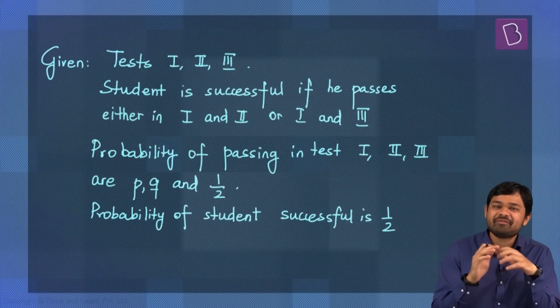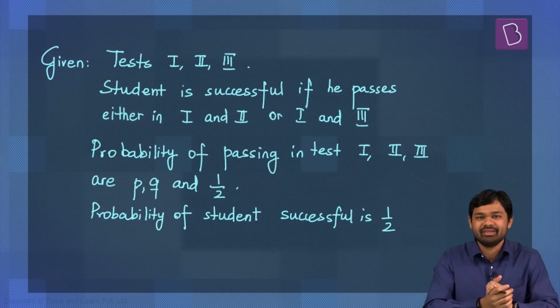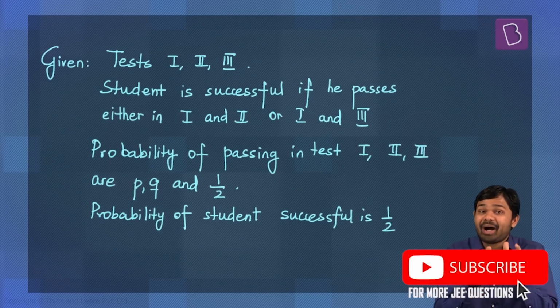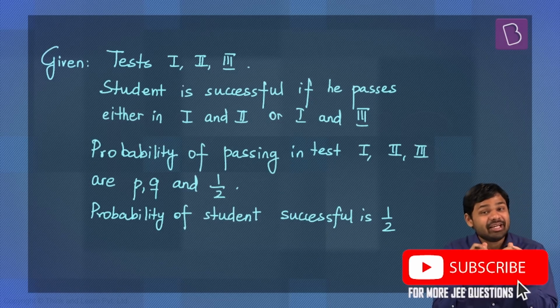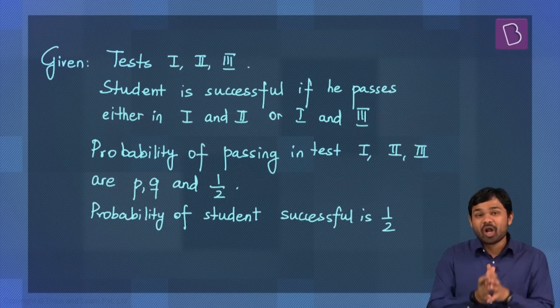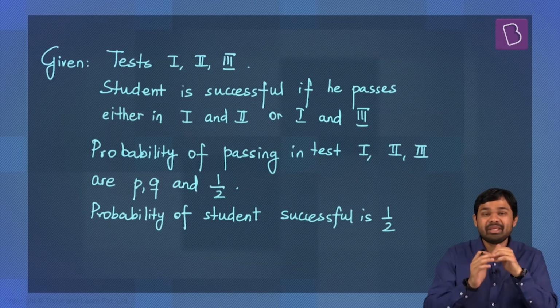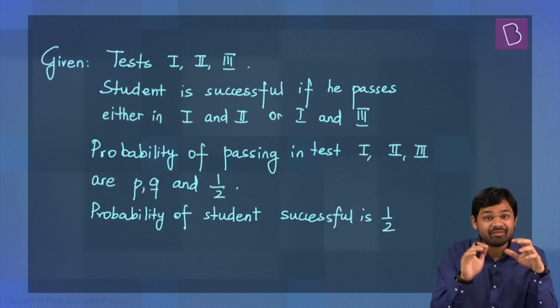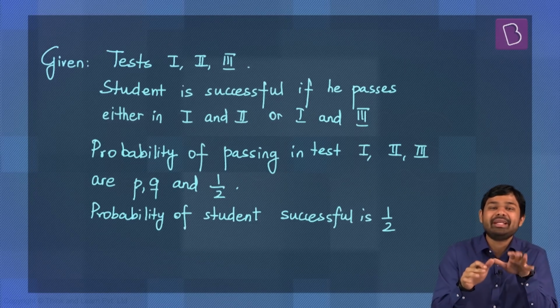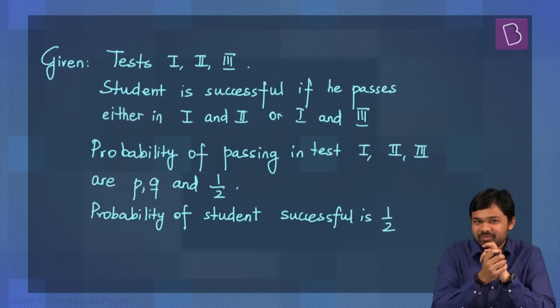Hello everyone! Continuing with our discussion on probability, now in this particular problem, we've been told that a student has to take 3 tests, test 1, 2 and 3. A student will pass if he clears either test 1 and 2 or test 1 and 3. Now the probability of clearing tests 1, 2 and 3 respectively are P, Q and a half. Finally, they've told us that the probability that a student is successful is 1/2.